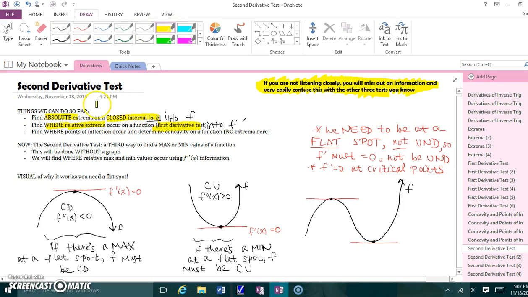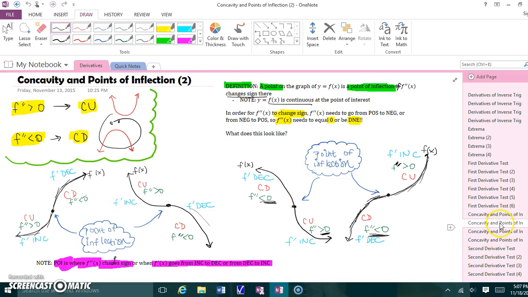Makes sense? We also know, this was the most recent video, where points of inflection occur. We can find that, and we can also determine concavity on the function. Notice this did not involve extrema, and this one involved plugging into the second derivative. So that test had to do with this information, your most recent video.